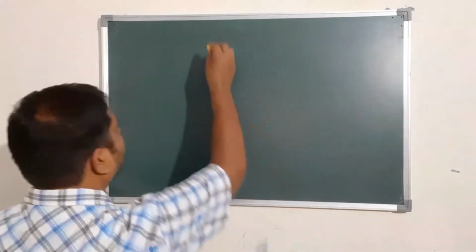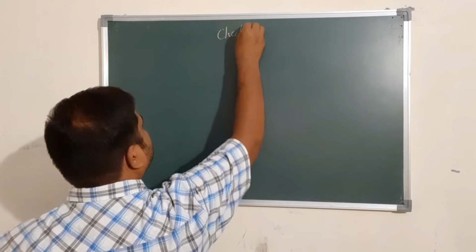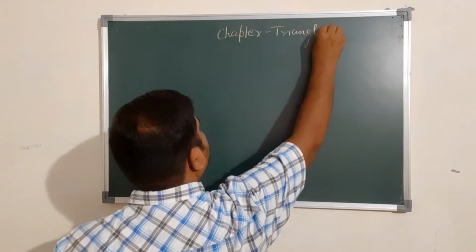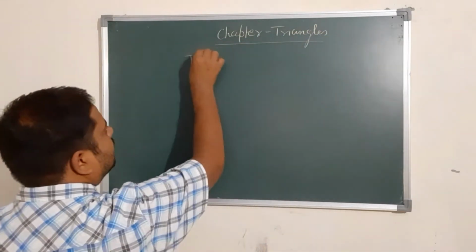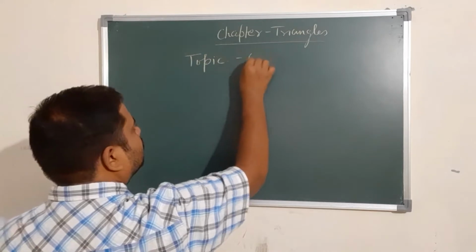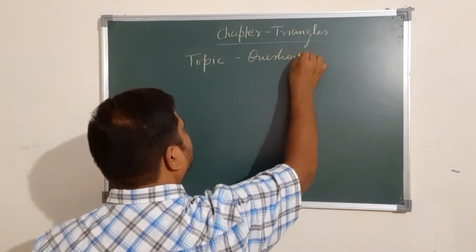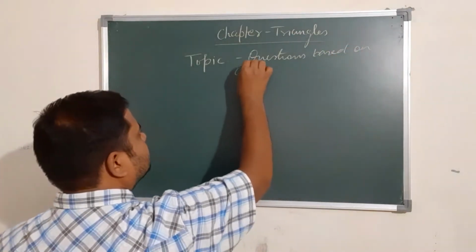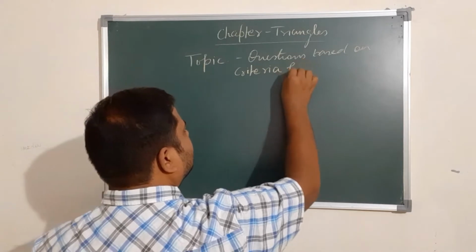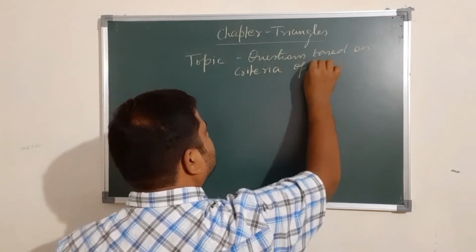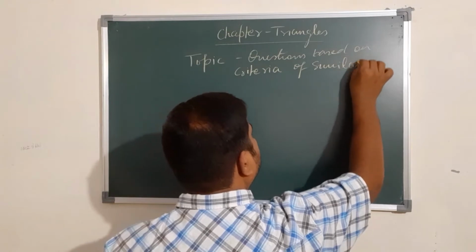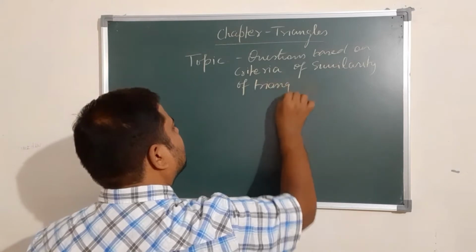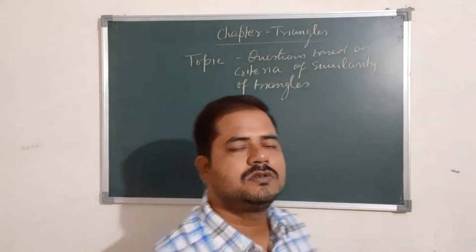Chapter is triangles, and the topic is questions based on criteria for similarity of triangles. Okay, so let us start.